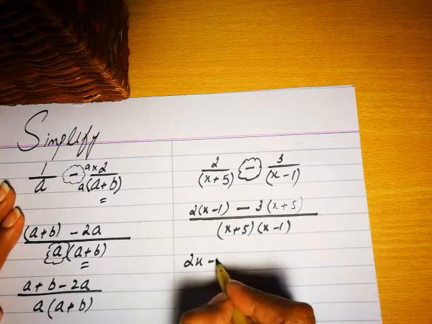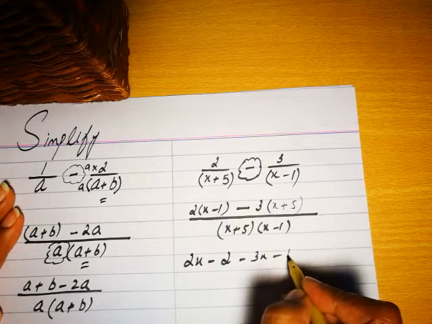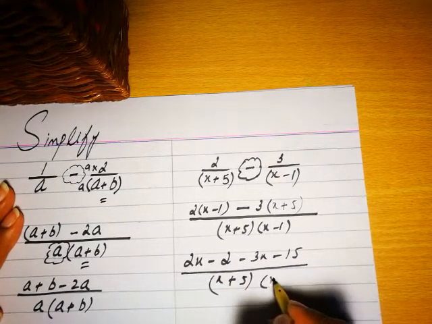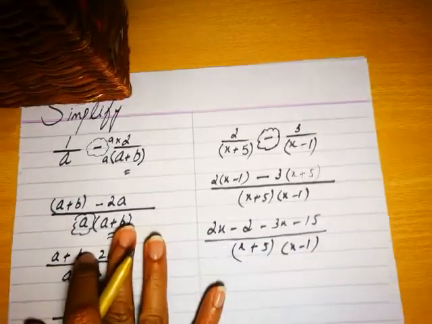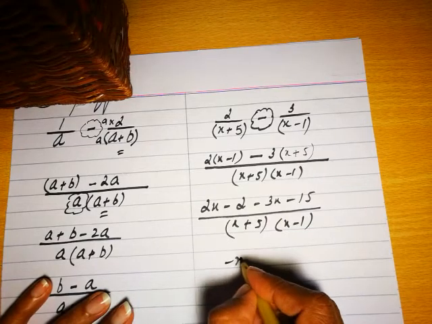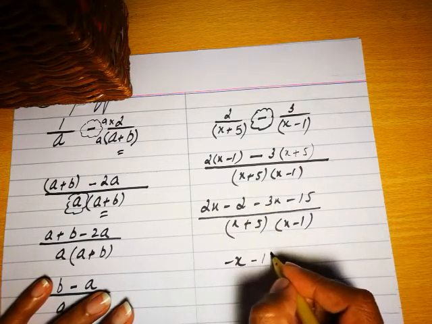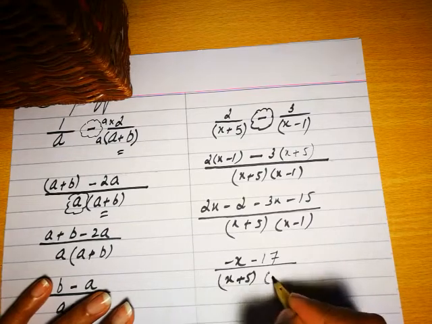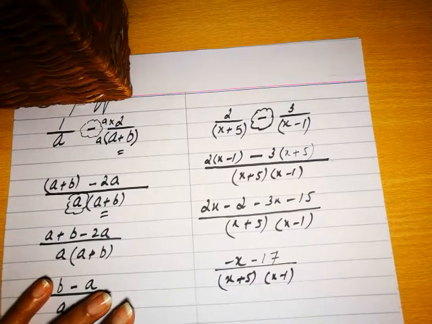So 2x minus 2 minus 3x minus 15 over x plus 5 and x minus 1. Now 2x minus 3x is going to give me minus x, and minus 2 minus 15 will give me minus 17 over x plus 5 and x minus 1. This is the final answer.